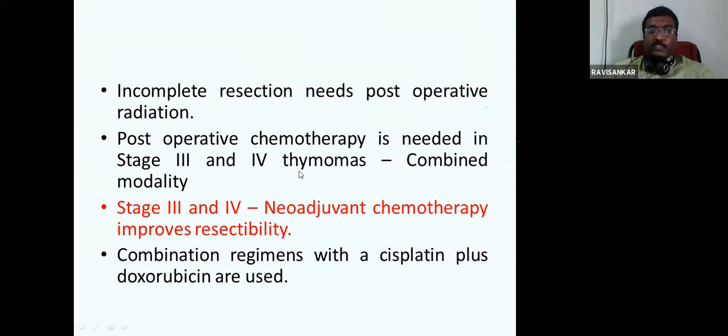When you have stage 3, you can go for neoadjuvant chemotherapy followed by surgery. Yes, RT is also given. But radiation after this is very difficult to give because of the vital structures that are there in the mediastinum. Definitely, that's a go.